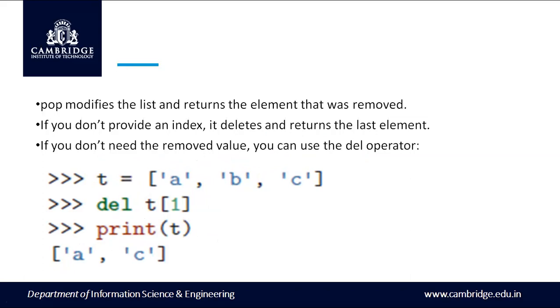If you don't need the removed value, you can use another way, that is the del operator. If you don't want to see whatever you have deleted or removed, then you can use the del operator to delete elements from the list. Again, we are going to delete the element B, so here del T of 1. This is the index value for B. When you print T, you can see only 2 elements in the list, the second element being deleted. That is another way of deleting elements from the list.